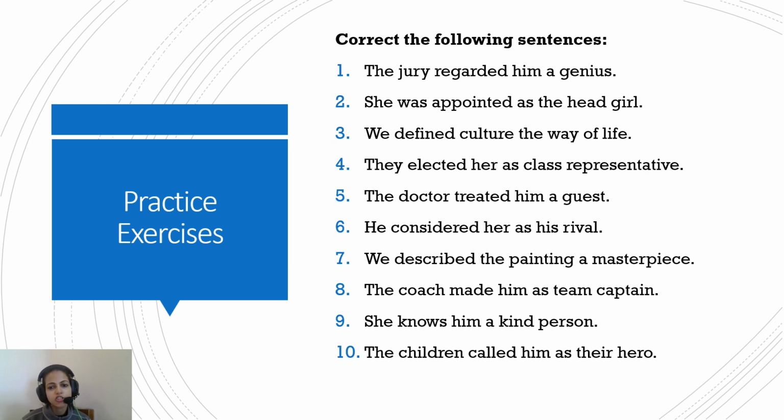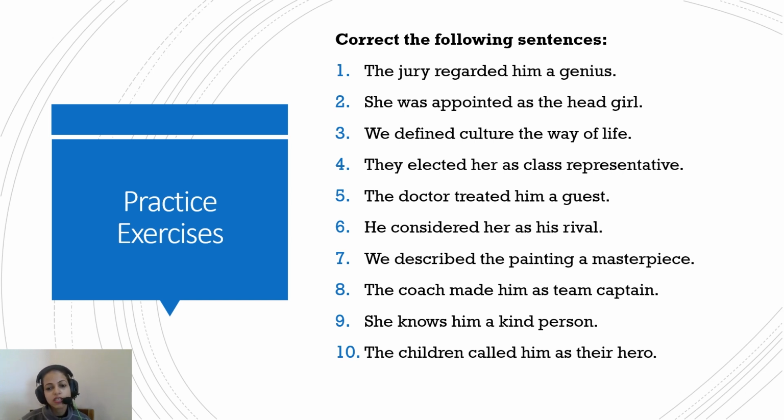We defined culture, the way of life. We defined culture as the way of life because with the word defined, again, these are defining, describing, observing sort of words. They need "as" as a connector to make the complete meaning. They elected her as class representative. No, elected itself is complete. We do not need "as" to be followed by elected. They elected her class representative. The doctor treated him a guest. No, the doctor treated him as a guest.